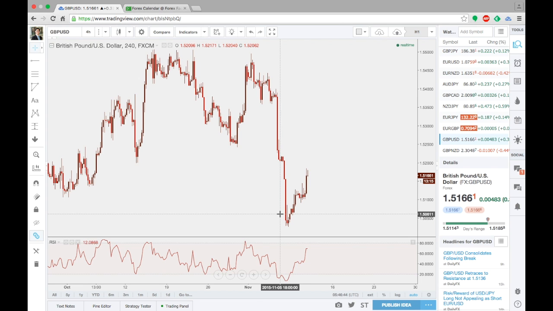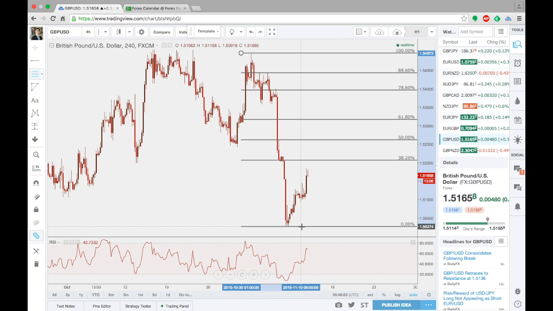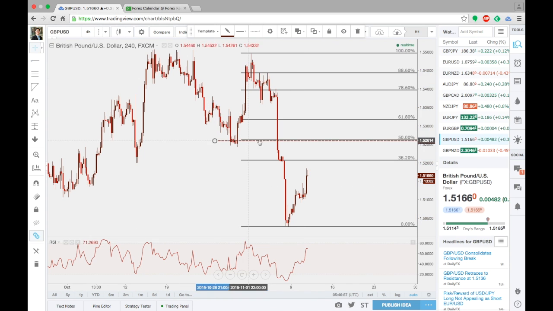So this coupled with the technical part of it, we do see an opportunity to take a short trade as well. If I put in my Fibonacci from the recent top to the recent low, we do see a confluence of a previous structure with a 50% retracement, around 52.60. So should price come up to this level, that's where we'll be looking for a short opportunity.